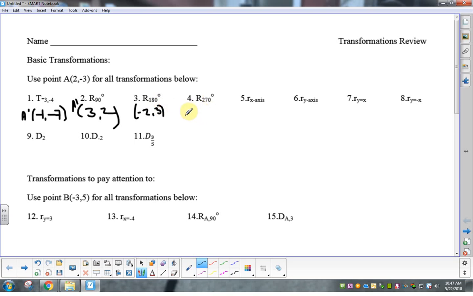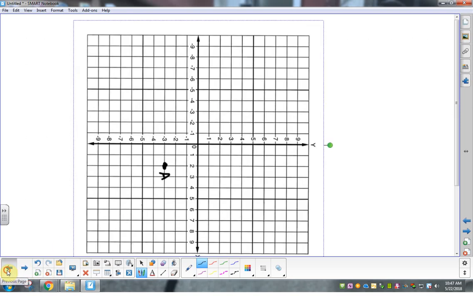And again, I'd be writing A prime for these. I forgot to write it for 180. It's okay. You can handle it. What did I say that last one was? (-3, -2).